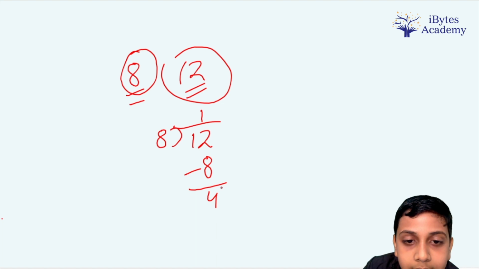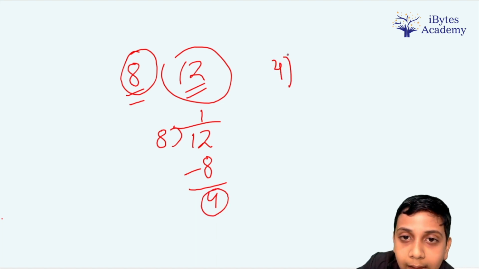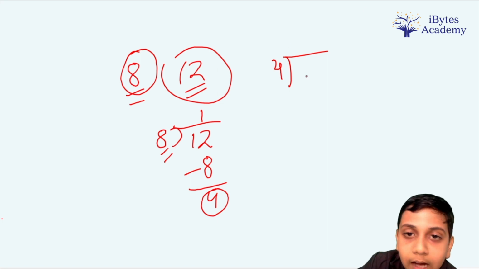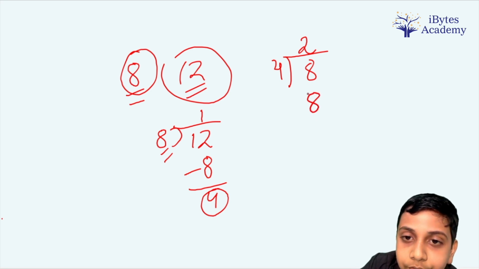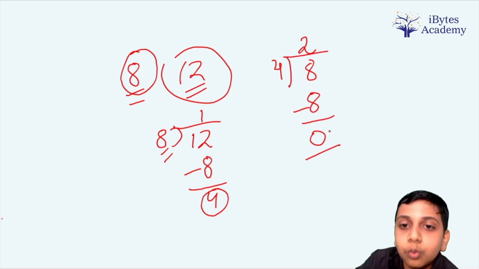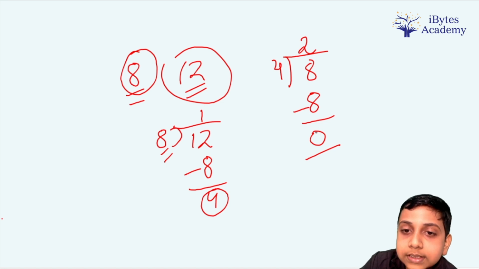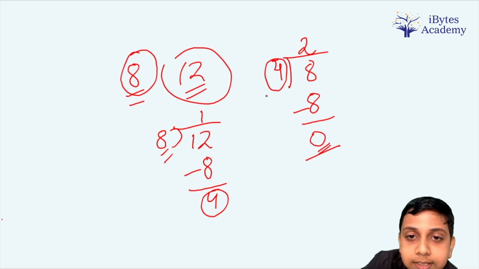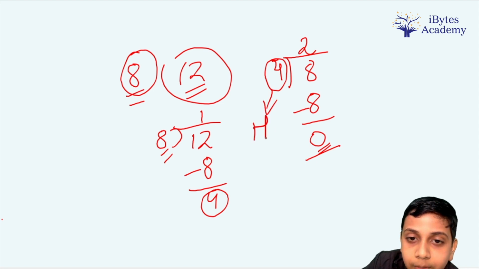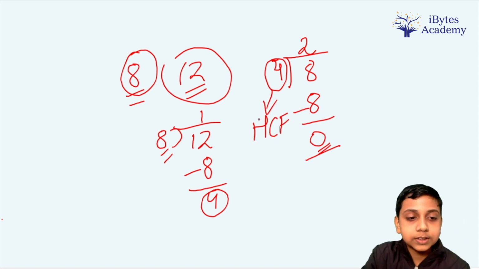So after that 4 is our divisor and the previous divisor that we have taken will be our dividend now. And now 4 will go into 8 two times and we will get our remainder 0. We have to repeat this till we get our remainder as 0. The current divisor will be our HCF. Now let's code it.